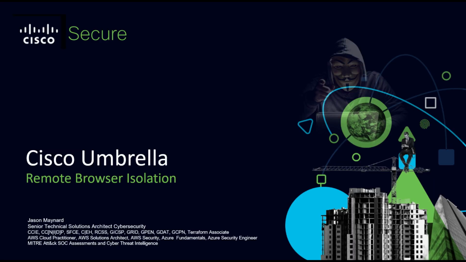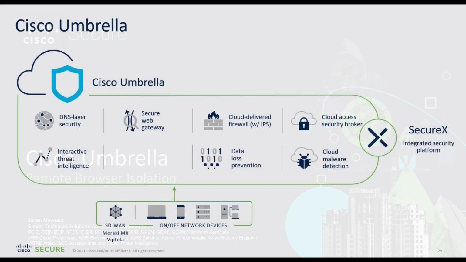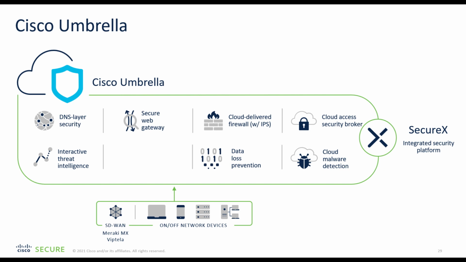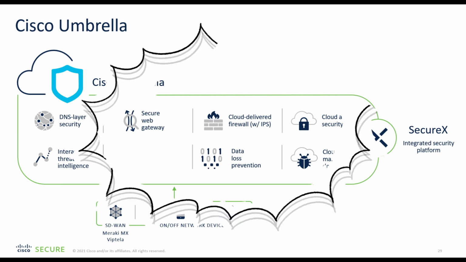Cisco Umbrella, remote browser isolation. So you're using Umbrella, you've got it deployed for SD-WAN, networks, mobile devices, and roaming clients. You're leveraging DNS layer security for that first line of defense, secure web gateway with malware protection and proxy capabilities, cloud delivered firewall with intrusion prevention, cloud access security broker for those SaaS-based applications. You've got Talos providing intelligence, data loss prevention, and then cloud malware detection for that file repository in the cloud.